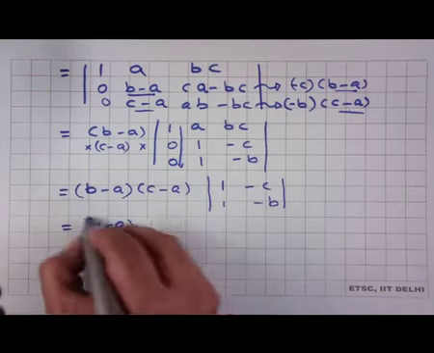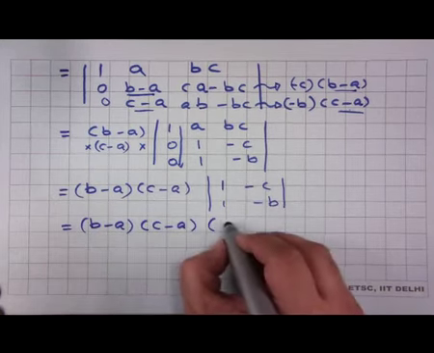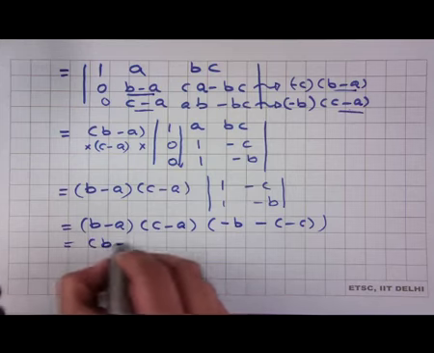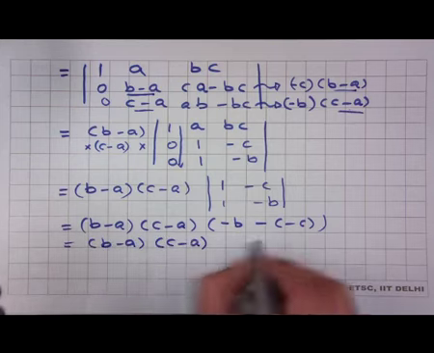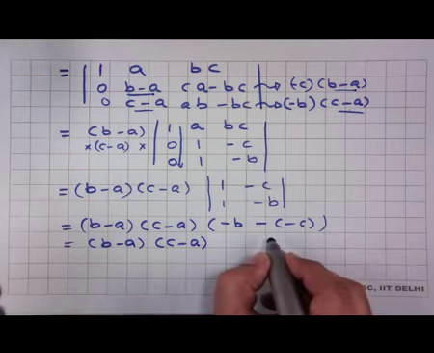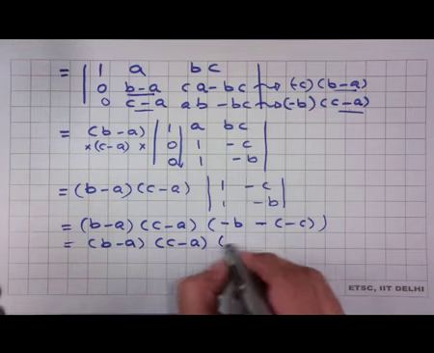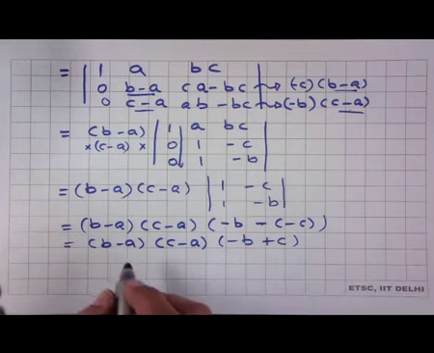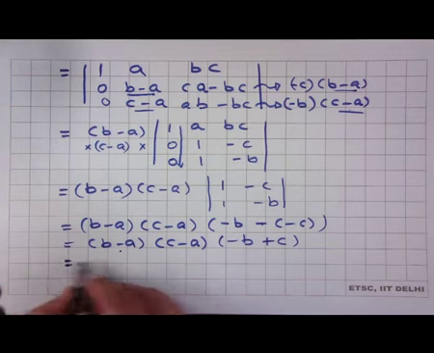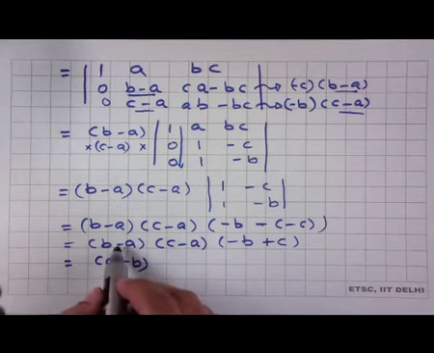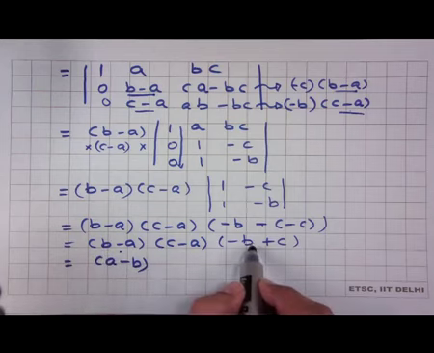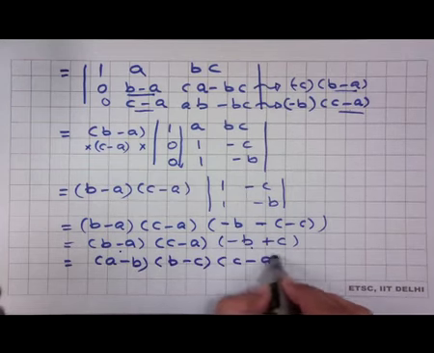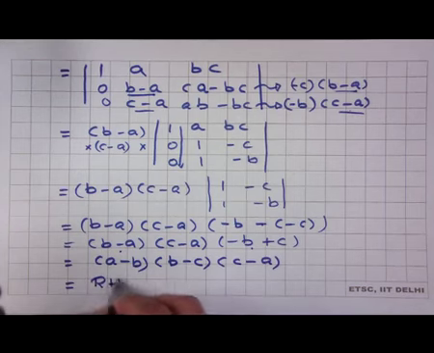Here we have B minus A, C minus A, and minus B minus minus C, that's plus C, B minus A, C minus A, and minus and minus, so it becomes minus B plus C. So just to make it symmetric, we can write this down as A minus B. We take a minus sign out from here, and that minus sign can go over here into this term. So this is B minus C times C minus A, which is exactly what we have to show in terms of the right hand side.